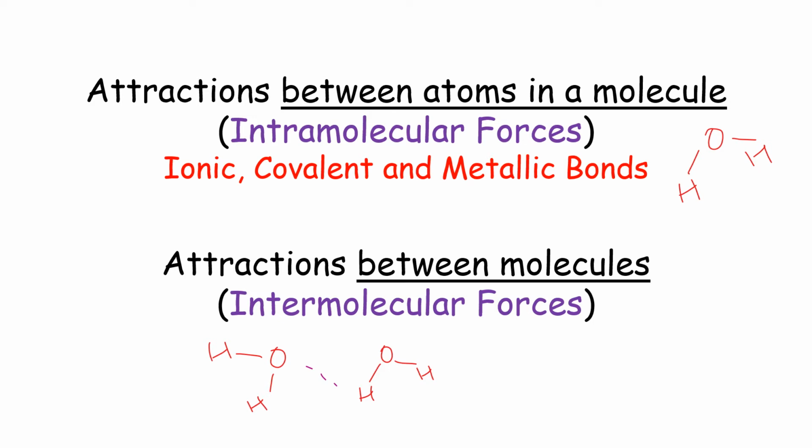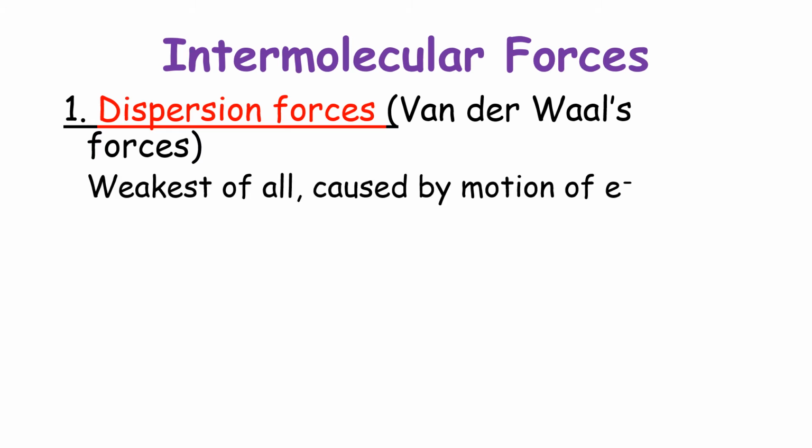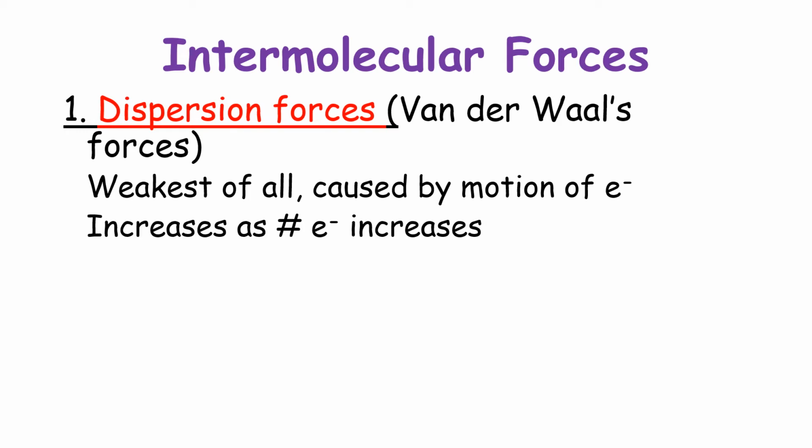So let's see what are some of the intermolecular forces that we have out there. The first type of intermolecular forces are called the dispersion forces. Now these are the weakest of all types of intermolecular forces, but they are also the most common. And they are most common because they are the weakest, so they can just make and break anytime. So basically, they are caused by the motion of electrons. So the more electrons an element has or a molecule has, the more dispersion forces it has.